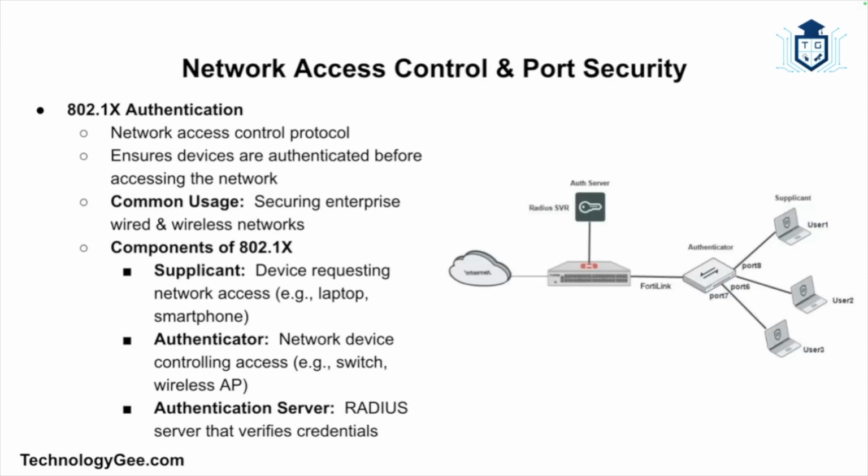All right, next let's talk about 802.1X authentication. 802.1X is a network access control protocol that authenticates devices before allowing them network access. And it is commonly used in enterprise environments to secure wired and wireless networks. The components of 802.1X are as follows. You have what is called the supplicant, and this is the device that's requesting access. You have what is called the authenticator. This is the switch or wireless access point that is controlling access. And then you have the authentication server, and this is a RADIUS server that verifies credentials.